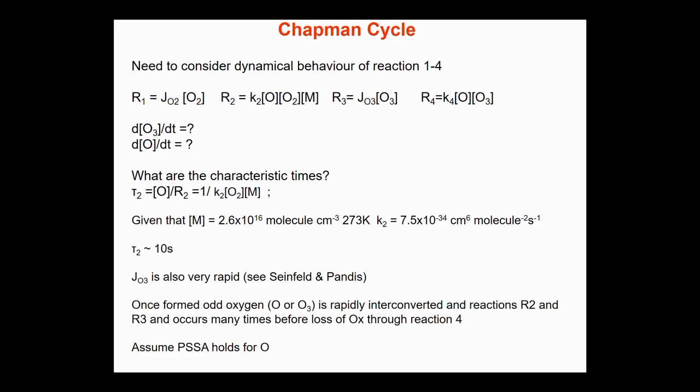So we need to calculate the rates of change of ozone with time and oxygen with time. So how are we going to do that? Why don't you use those expressions and try and build an equation for dO3/dt and dO/dt? A few minutes to think about that, and by all means talk together with your colleagues, have a go.